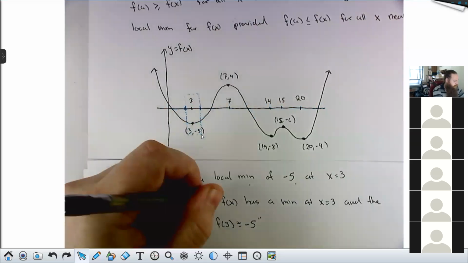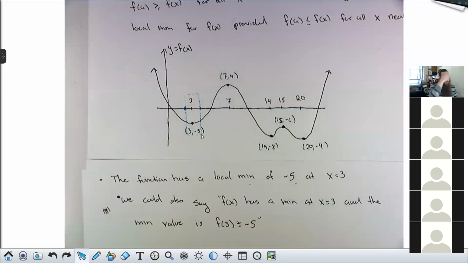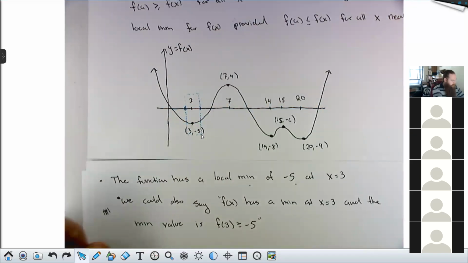You could also say f of x has a min at x equals 3, and the min value is f of 3, which is -5. All right, let's move on to the next one.